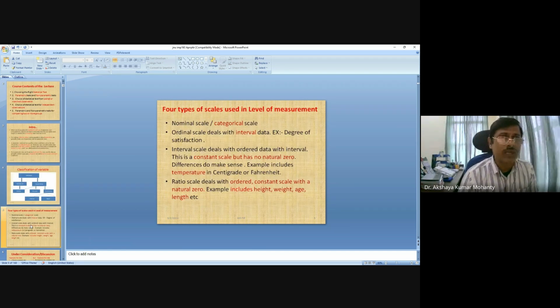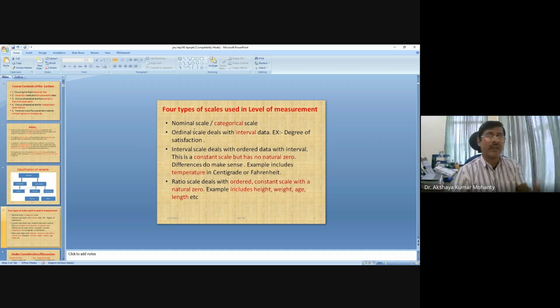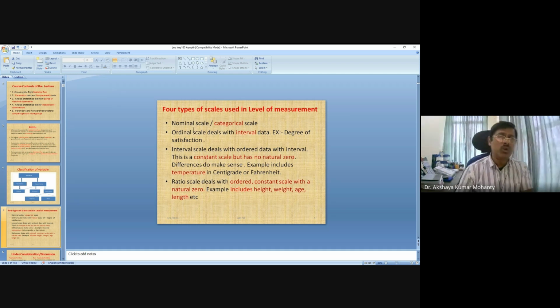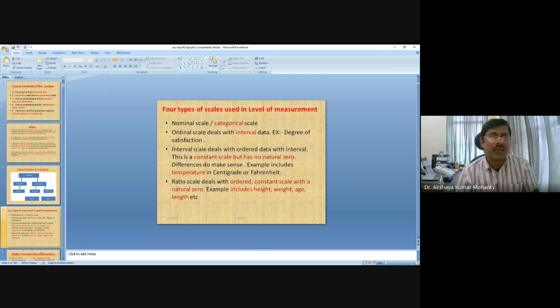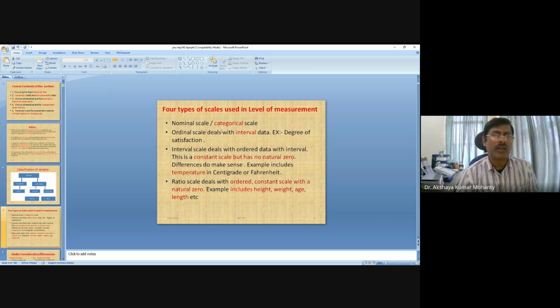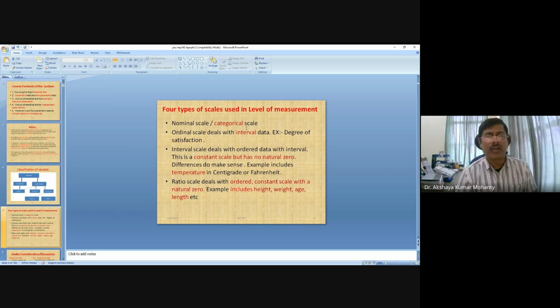So now the main question comes: four types of scales are used with the level of measurement. When we go for the level of measurement, we usually use four types of scales. The first scale is the nominal scale, otherwise known as the categorical scale. In the categorical scale, you can take sex, that means male or female, that is categorical. Or you can put male as 1 and female as 2, or male as 1 and female as 0, like that. So this is called a nominal scale or the categorical scale.